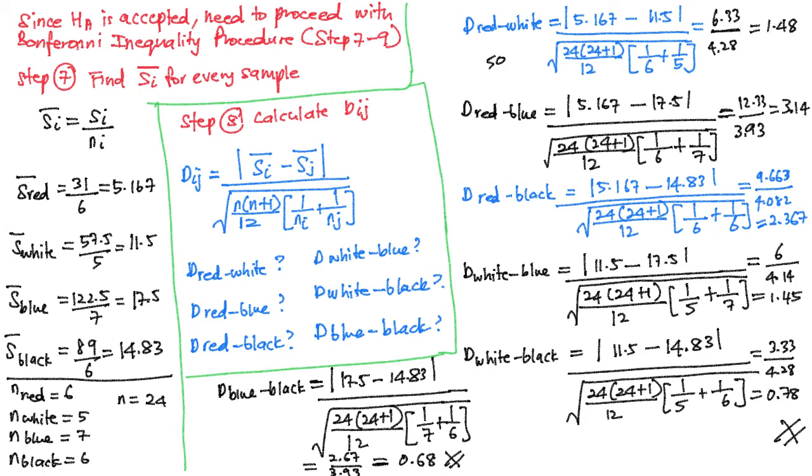So for all of these 6 pairs, we have to find the dij value by plugging in the related symbols and terms. For red and white, we find the value of d as 1.48. For red and blue, 3.14, red-black 2.367, white-blue 1.45, white-black 0.78, and blue-black 0.68.